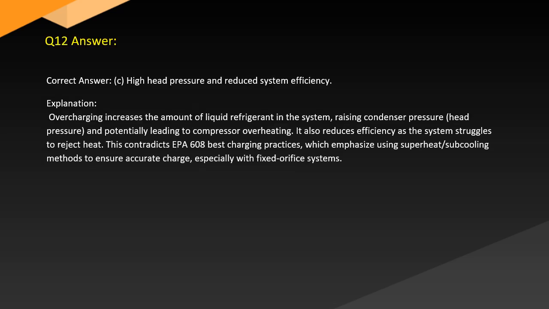Answer. Correct answer: C. High head pressure and reduced system efficiency. Explanation. Overcharging increases the amount of liquid refrigerant in the system, raising condenser pressure and head pressure, and potentially leading to compressor overheating. It also reduces efficiency as the system struggles to reject heat. This contradicts EPA 608 best charging practices, which emphasize using superheat and subcooling methods to ensure accurate charge, especially in fixed orifice systems.